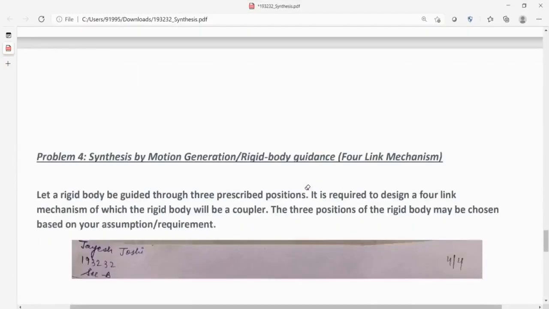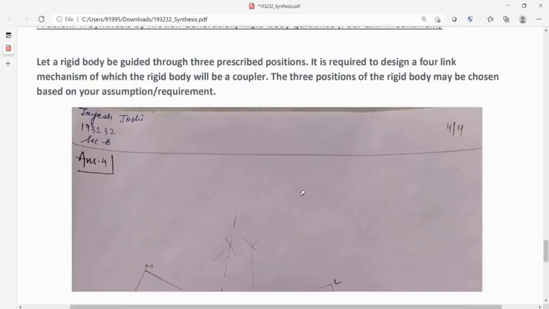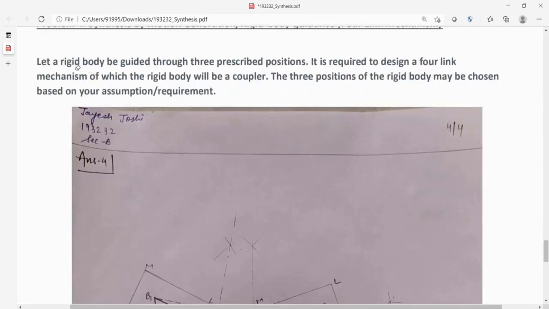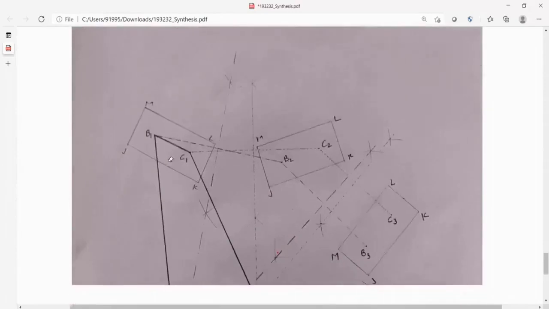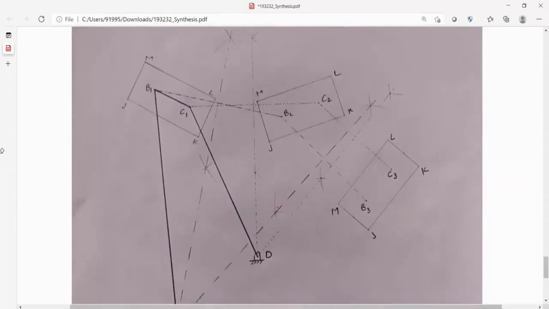Now let us move to the fourth question. It is based on motion generation or rigid body guidance for a four link mechanism. So we are required to assume a rigid body that will be guided through three prescribed positions, and we will be asked to design a four link mechanism of which the rigid body will be a coupler. The three positions of the rigid body may be chosen based on our assumptions or requirement. So we will assume any shape of the rigid body. I have taken it as a rectangle. So I have drawn the rectangle in three different positions as the three positions of the rigid body.